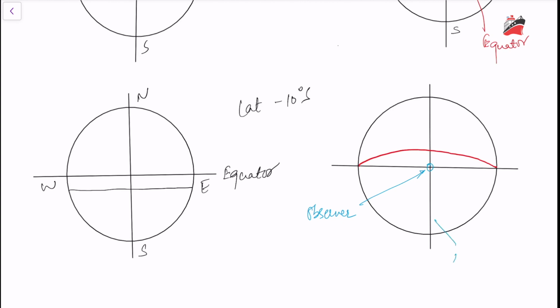This is the observer's meridian. Similarly here, this is the observer's meridian, and this is the zenith of the observer, so we denote it as Z. The directions will be the same. This is north, this is south, east and west. This is the equator.